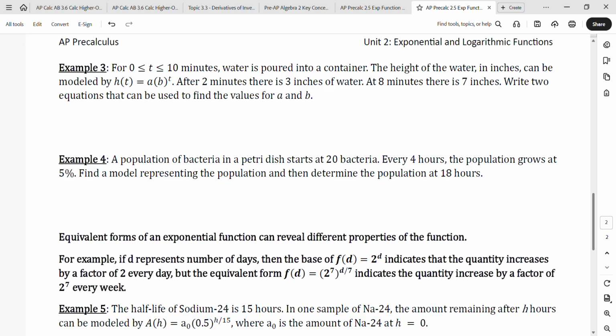Okay. So, if I know that after 2 minutes there are 3 inches of water, and I have this model here, how could I plug this information from the sentence into my equation? What could I do? H of t equals a times 3 raised to the 2. You're close. So if t is 2 minutes, it'd be h of 2. What is the height at 2 minutes? 3 inches. So that's 3 inches.